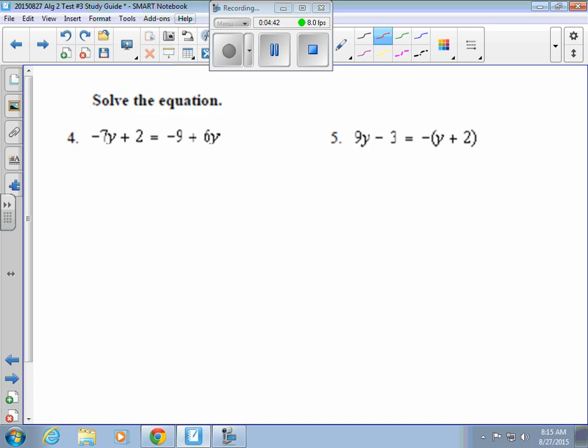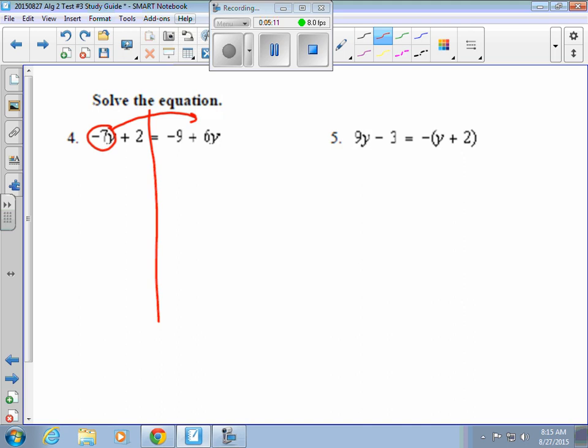Now we're solving equations. We have equal signs up there. Number 4 says negative 7y plus 2 is equal to negative 9 plus 6y. Collect all of your variable terms on one side. We always want to bring the smaller variable term over to the larger one to where we can deal with positive numbers if we can. Negative 7 is smaller than positive 6, so we want to bring that one over.